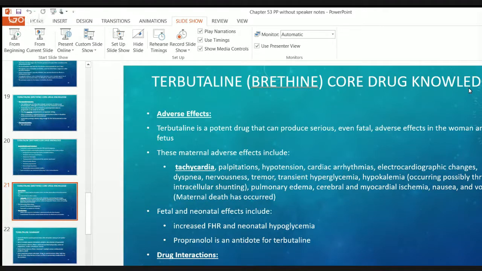Additive effects may occur if terbutaline is administered with other beta stimulants, but on the opposite side, co-administration of terbutaline and beta blockers decreases the effectiveness of terbutaline. So you can see how that propranolol comes into effect there. When we're looking at these adverse effects, tachycardia, maternal and fetal, again, are the most common. And again, we see that most of these adverse effects involve the heart.